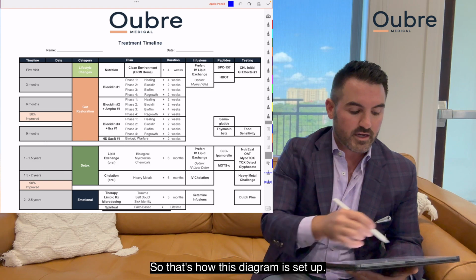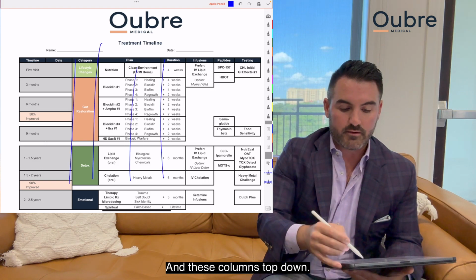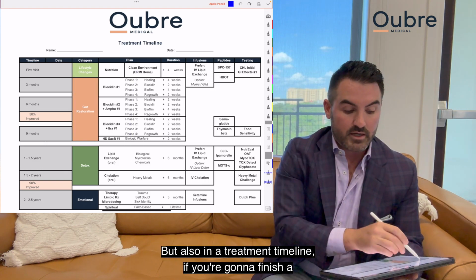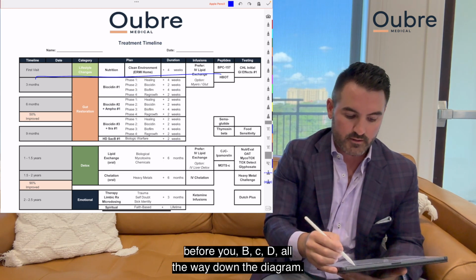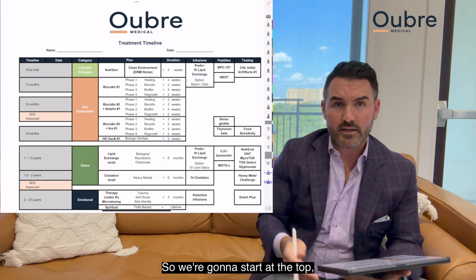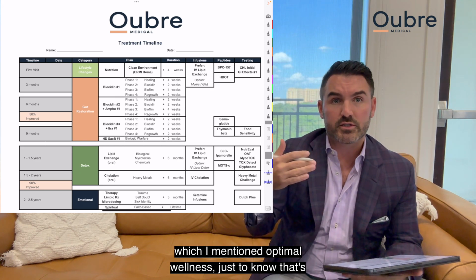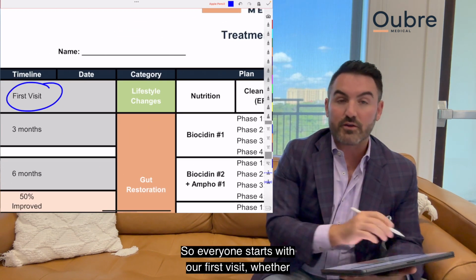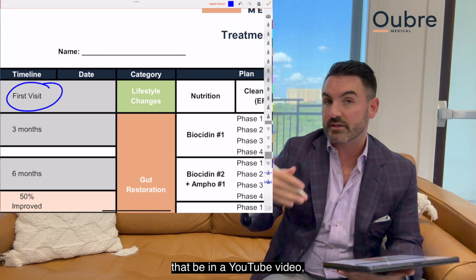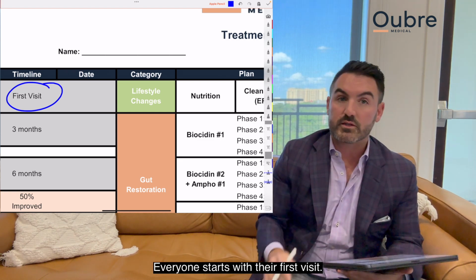That's how this diagram is set up in these columns top down, but also in a treatment timeline, where you're going to finish A before you do B, C, D, all the way down the diagram. So we're going to start at the top, and I mentioned optimal wellness just so you know that's where everyone's going, but everyone starts at the top. Everyone starts with their first visit, whether that be in a YouTube video or in a doctor's office.